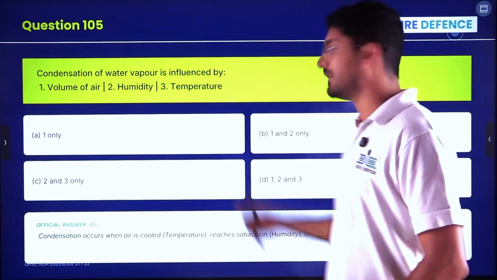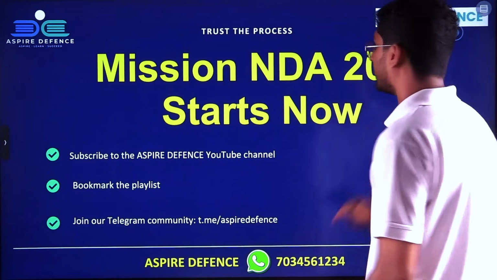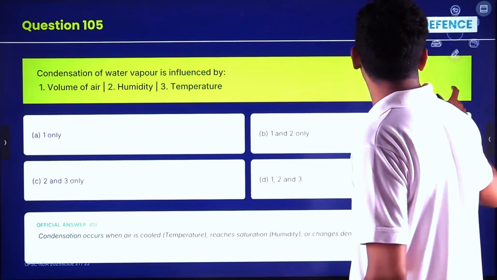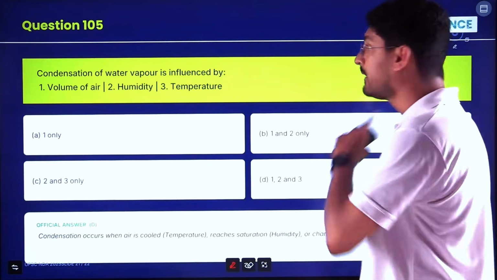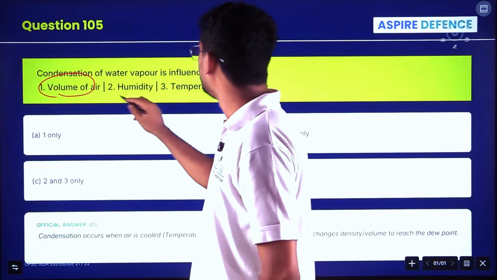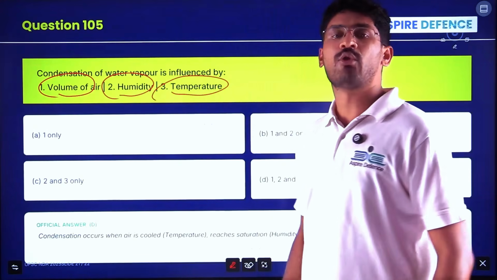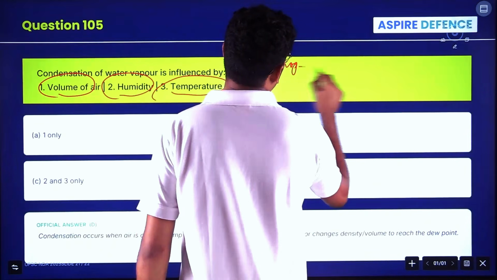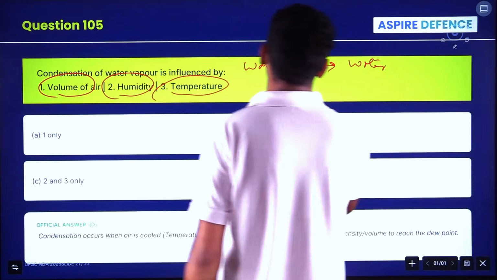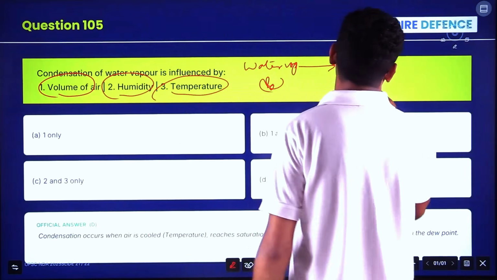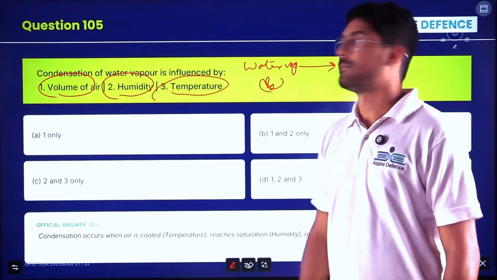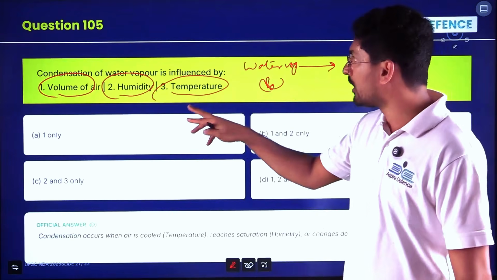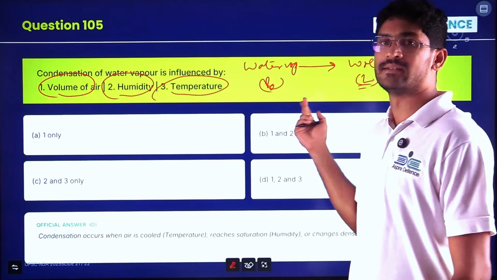Condensation of water vapor is influenced by which of the following? Condensation of water vapor is influenced by which of the following is the question? Volume of air, humidity, temperature. So what is condensation of water vapor? Water vapor is converting into water, gaseous state to liquid state. It is condensing. The opposite is evaporation. Water to water vapor is evaporation. Water vapor to forming water is condensation.